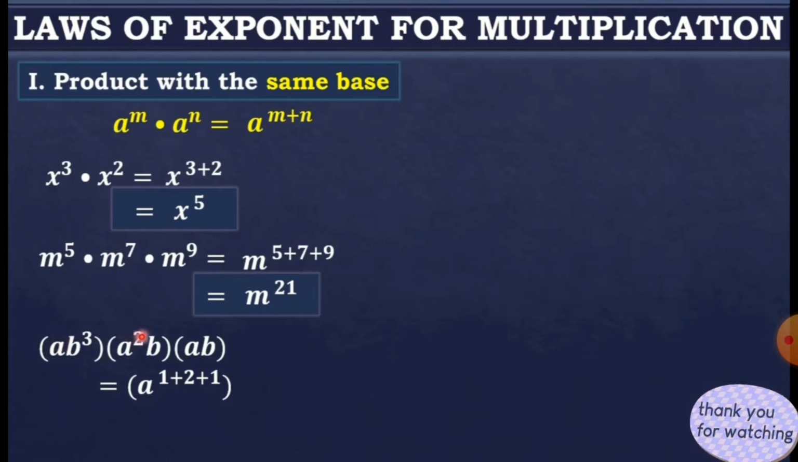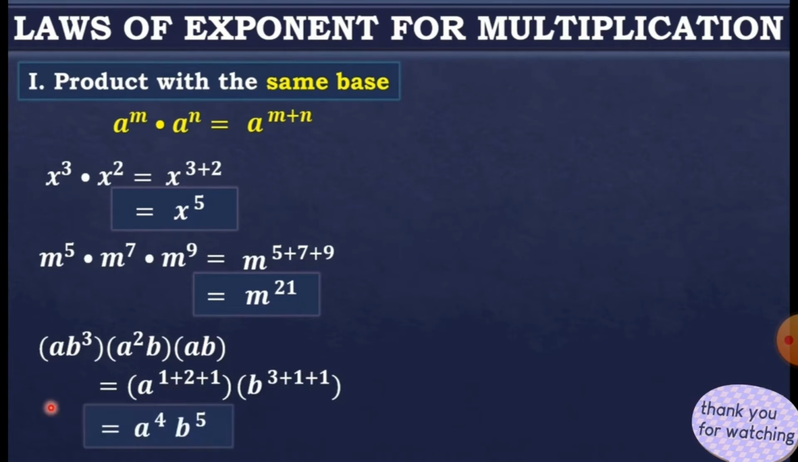So you write 1, then a squared, that's 2, then another 1. So that's the exponent. For the b, we have 3, then 1 plus 1. Okay, so therefore, we add all exponents. So it becomes a to the 4th power, b to the 5th power. So that's our final answer. Just simply add exponent. Okay?